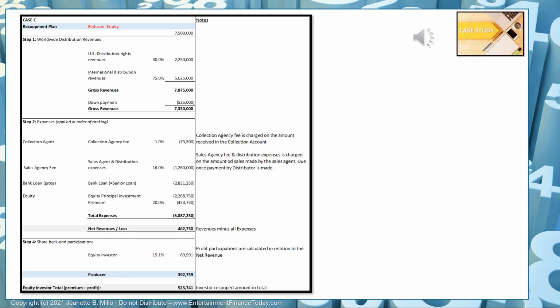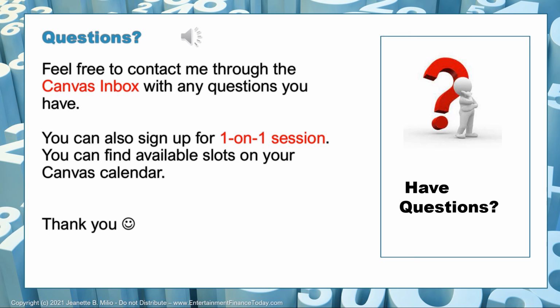Now, if we look at what the equity investor actually earned on this film, we would look at first the premium, which is $453,750, and then we're adding the profit participation payment of $69,991. So altogether, the equity investor now made $523,741 on their investment amount of $2,268,750.